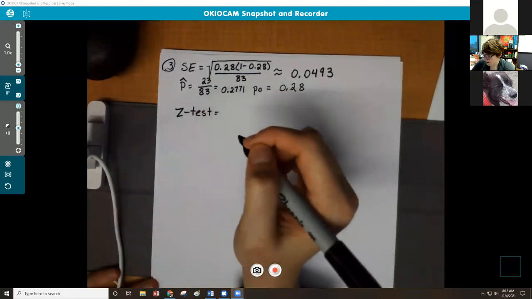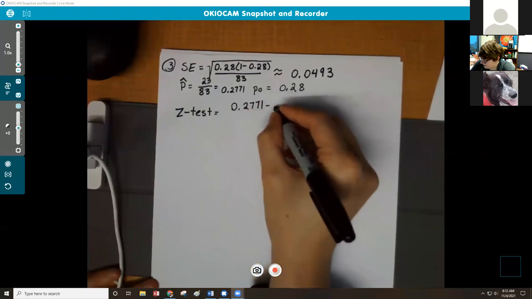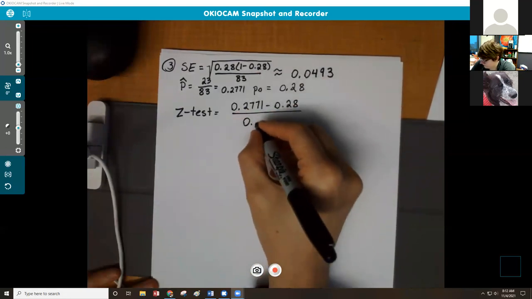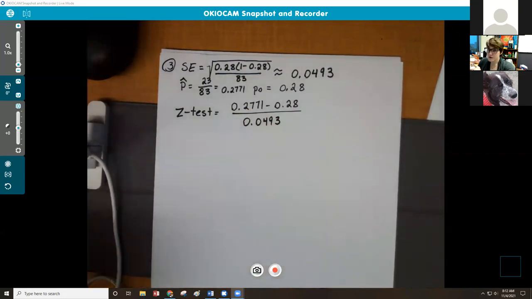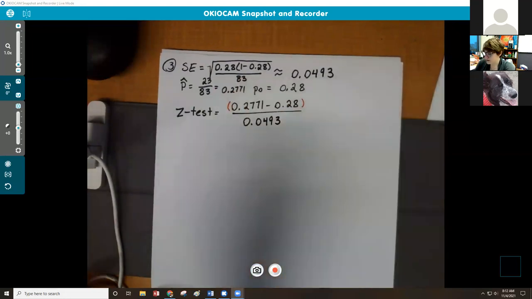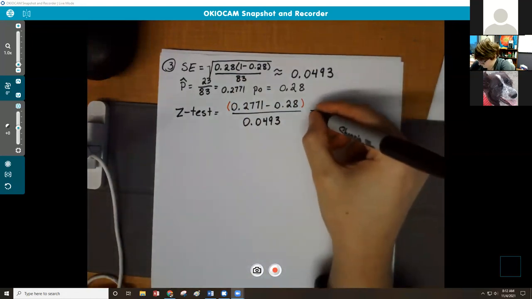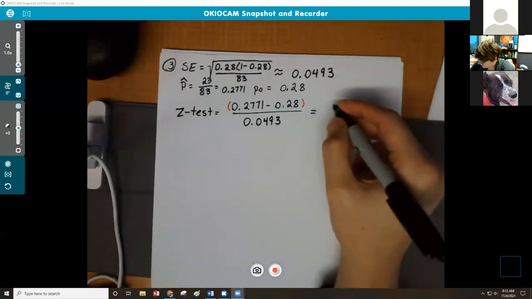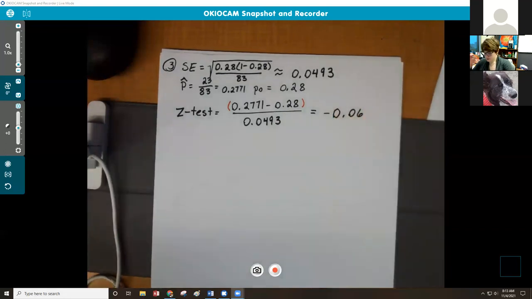All right, the last part is that we need to find our z test statistic. So that's going to be our p hat minus our p naught divided by our standard error. So when you're entering this into a calculator, just a reminder, it's really important to put those parentheses around the top. That way you're telling your calculator, I need you to subtract this first and then divide. All right. So when we do this, we're going to get a z test statistic of negative 0.06.